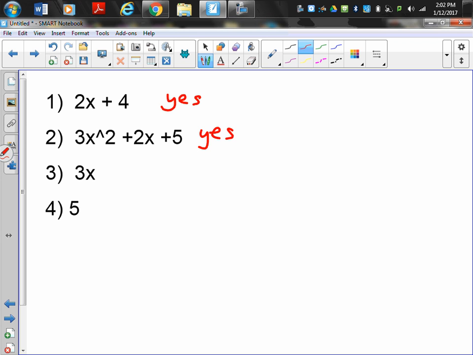Variable. Because I can make this the same thing. So is it a polynomial? Yes.